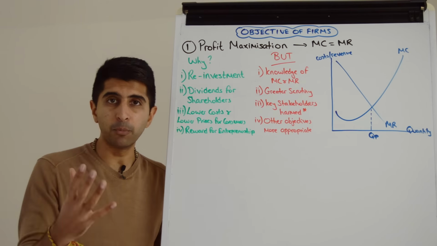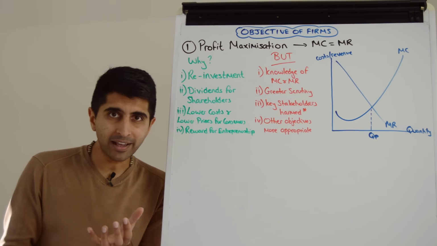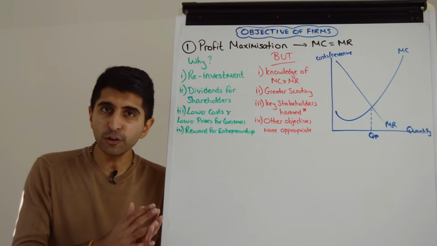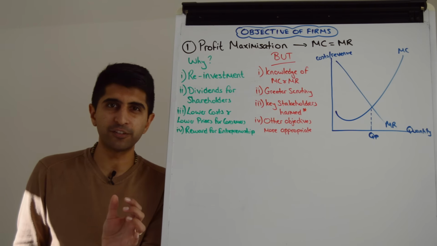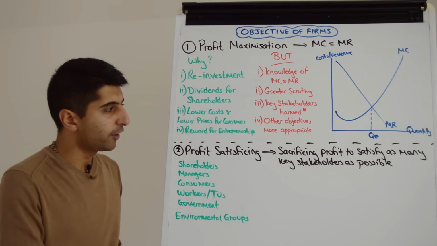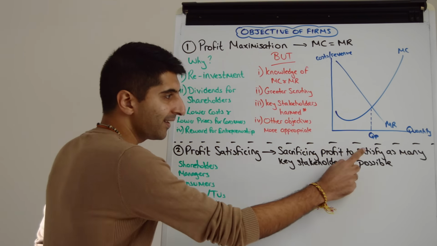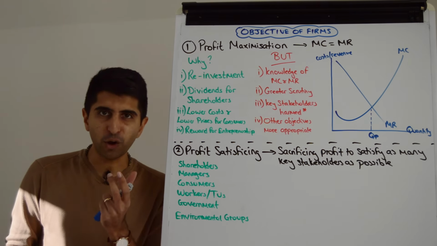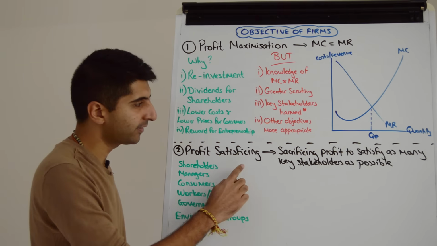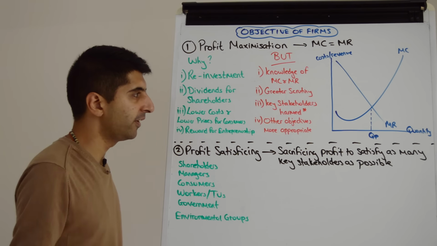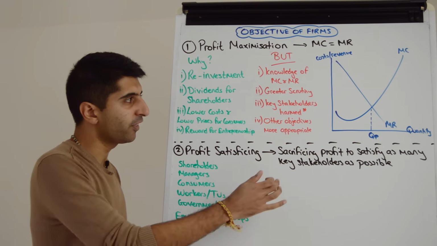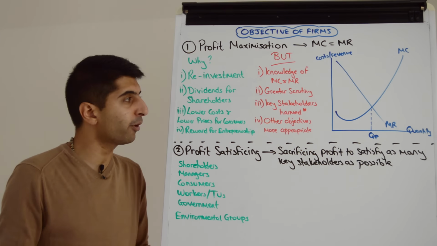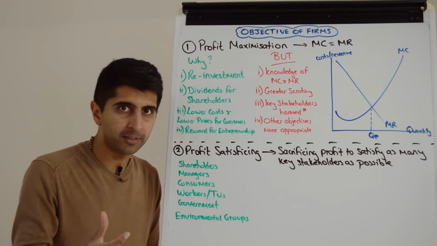We're going to look at this in more detail in a second, and that's going to lead us to our next objective of profit satisficing. But also other objectives may be more appropriate. Let's look at those other objectives by focusing on satisficing first. Profit satisficing occurs when a business sacrifices profit to satisfy as many key stakeholders as possible. That word satisfice is a combination of two words, satisfy and sacrifice, and that leads us to this core definition here. And this idea overcomes the third major issue of profit maximization, and that is if a business goes too hard for profit, key stakeholders could be harmed in the process.